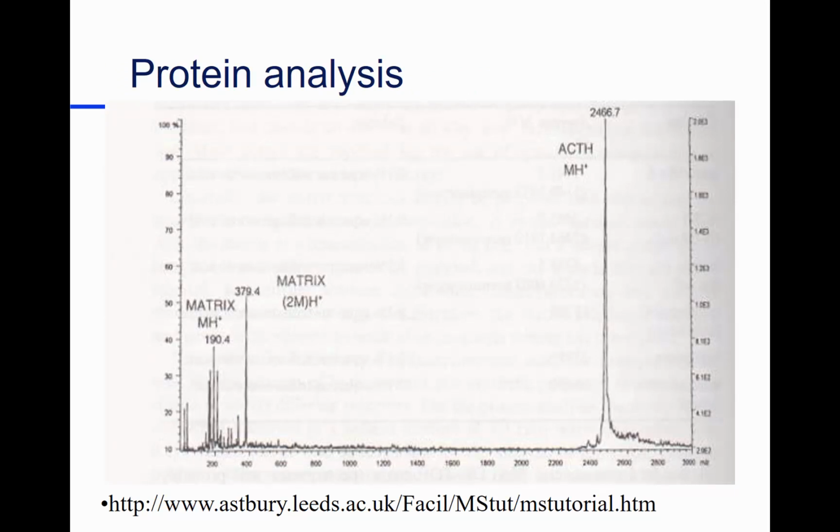This is an example of a protein that has a mass of 2,466.7. I don't remember what the protein is anymore. How's that? It's a very, very tiny protein. And so that is its mass. And it's a really nice spectrum.